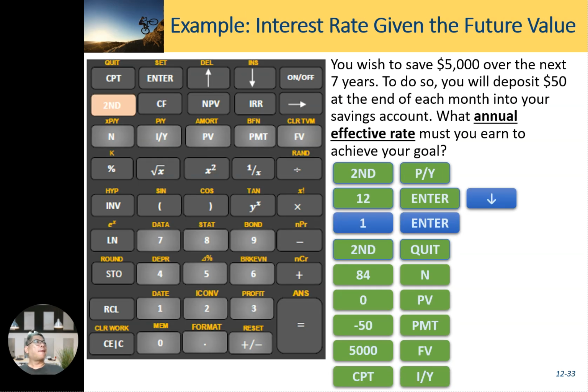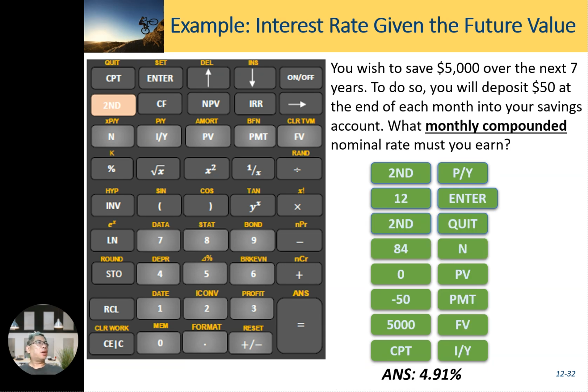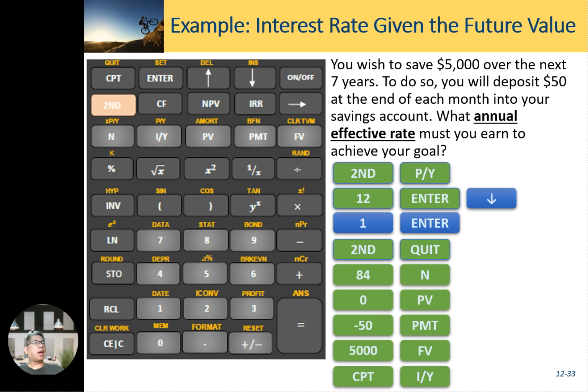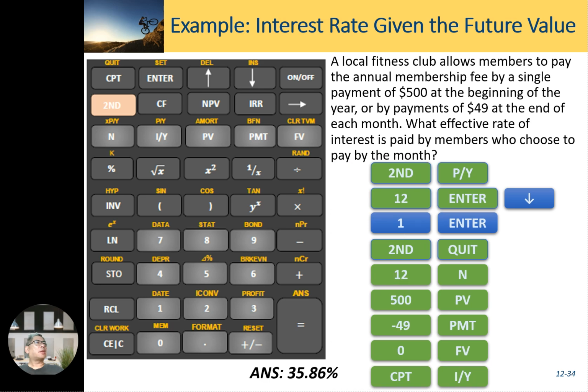Okay? If it is an annual rate, if it's annual change, you just change here. 1, enter. Then you're going to get a different answer here. If this was monthly compounded, second, then for the annual effective rate, you change here, and then you're going to calculate differently here. You get a different answer. The previous slide is showing you the monthly compounded. The second slide is giving you the annual rate. You only change this part. Okay, the annual rate. This is the difference.